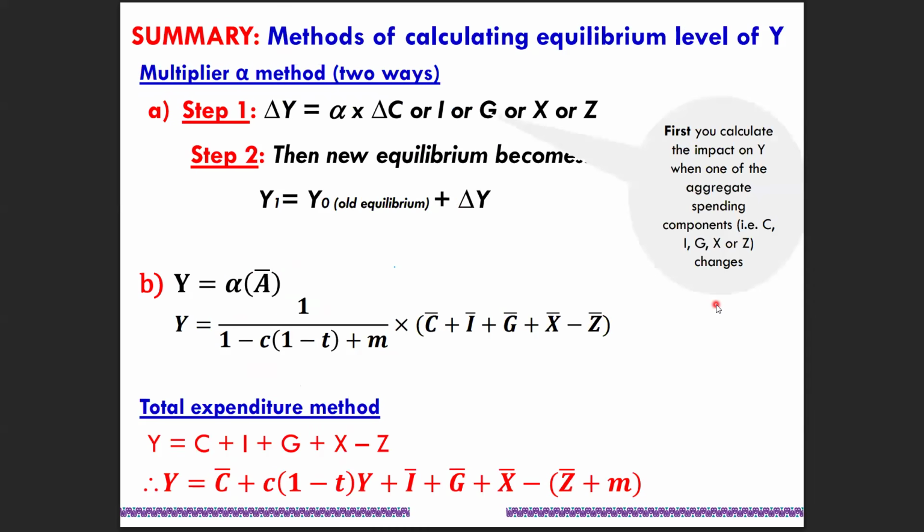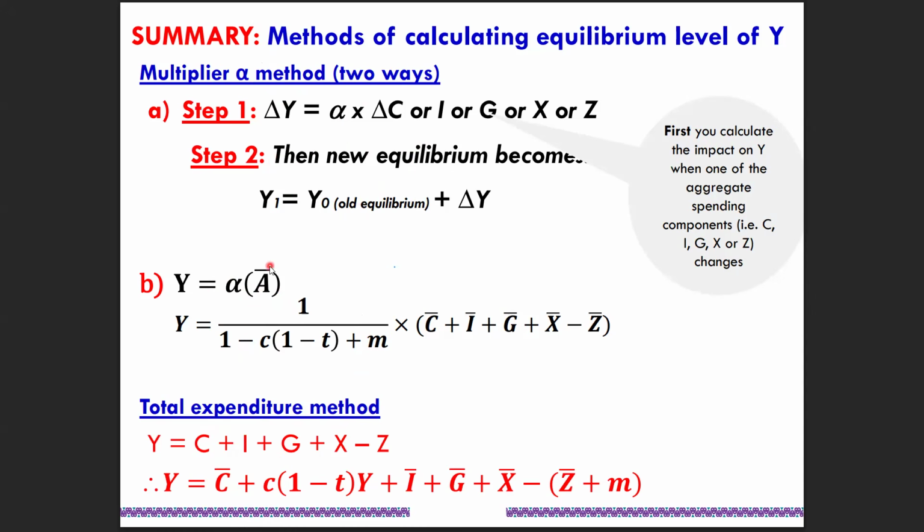And then methods of calculating equilibrium level of income. So there are two ways you can calculate equilibrium income in a four-sector model or in an open economy. Number one, you can use the multiplier approach, or you can use the total expenditure approach.